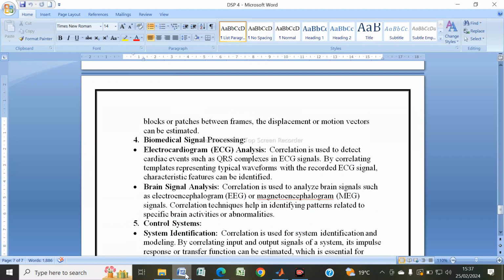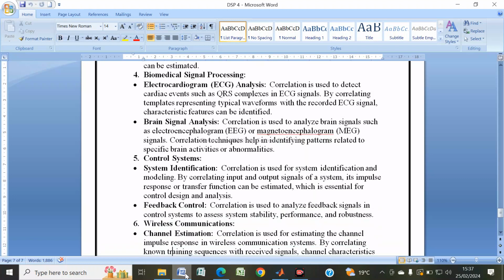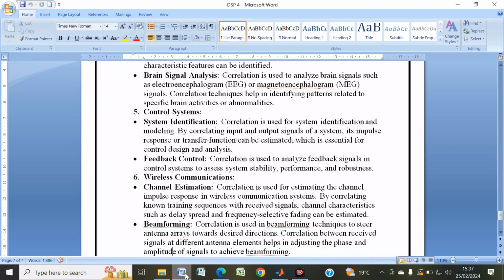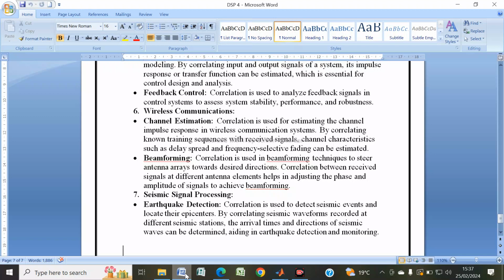In biomedical signal processing, it is used for electrocardiogram analysis and brain signal analysis. In control systems, it is used for system identification and feedback control. In wireless communication, it is used for channel estimation and beamforming. And the last one is seismic signal processing, where it is used for earthquake detection. At this point, our theory tasks ended.